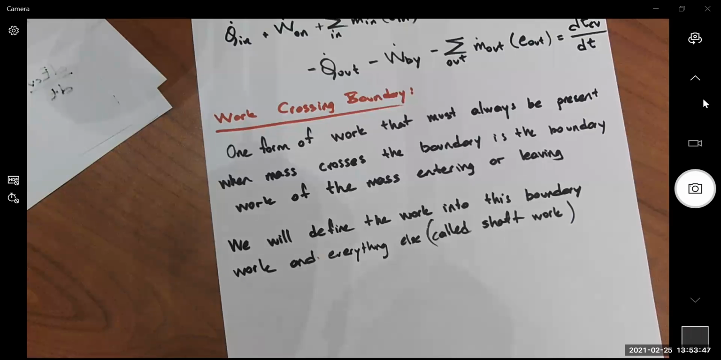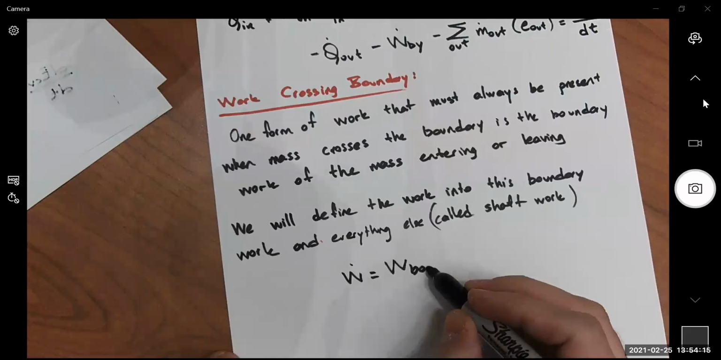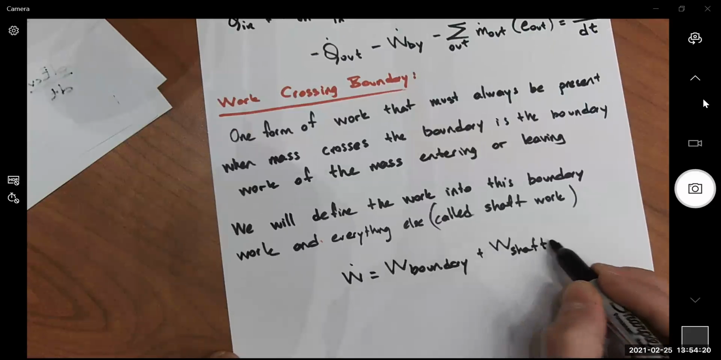The work we have been calculating for both systems is shaft work actually here. And we have an additional work caused by mass passing through the boundary. It's also called boundary work. Okay, so work is work boundary plus work shaft.